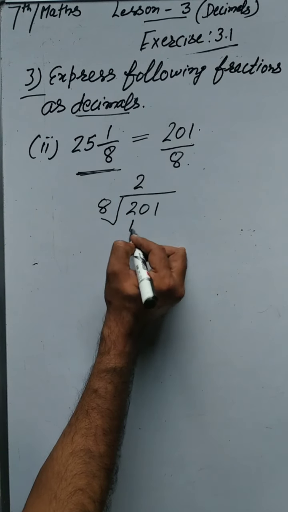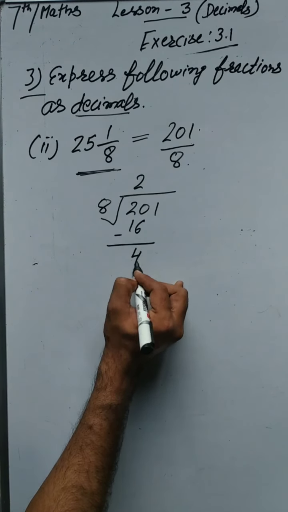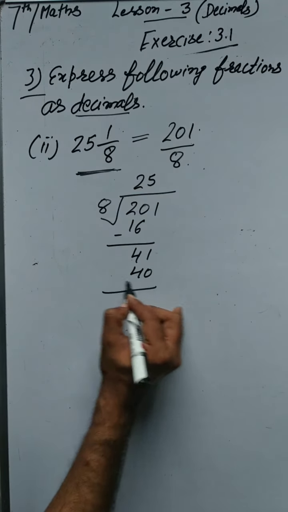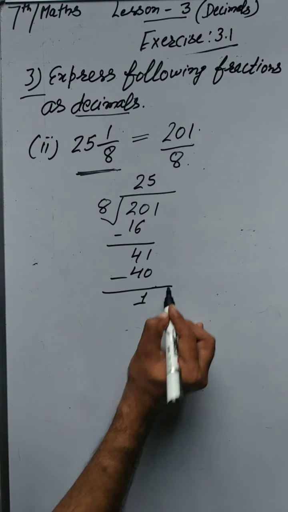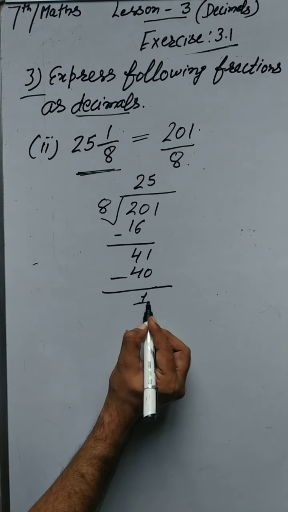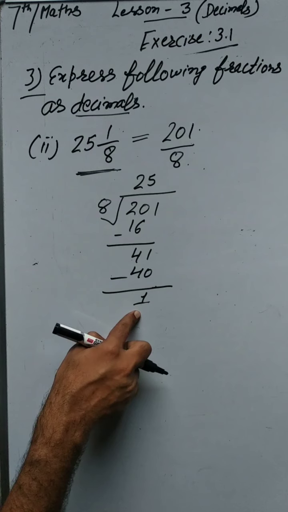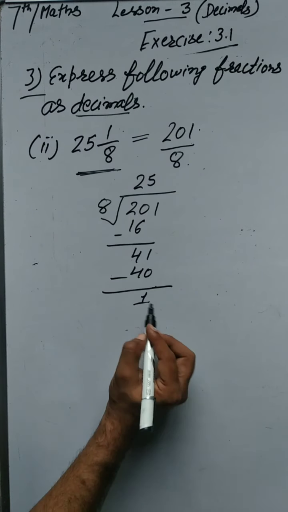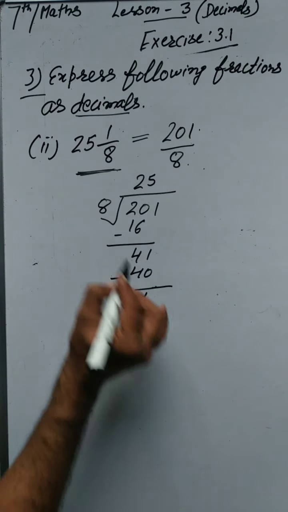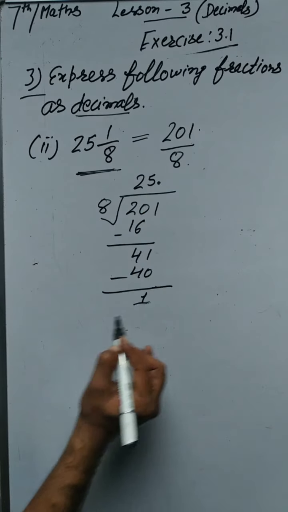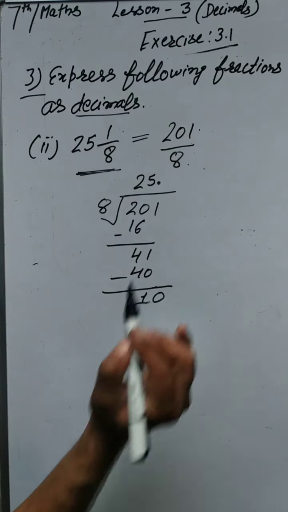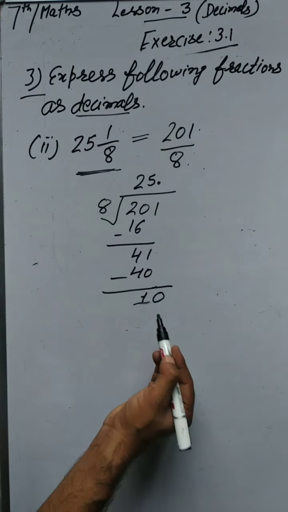Now 8 2s are 16. 41. 8 5s are 40. Here it is 1. Now don't leave it here. Understood? In previous classes, you left it here. Okay? Now don't leave it here. Now here beta, look, remainder is 1. Then 1 is less than 8. Put a decimal in the quotient and place 1 0. Okay? After placing the decimal in the quotient, you can place 0.